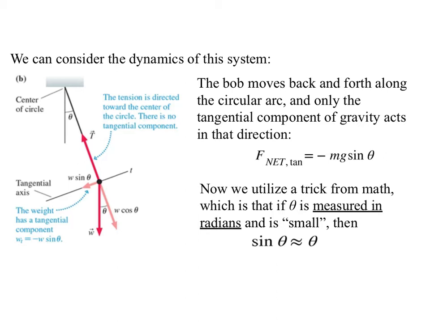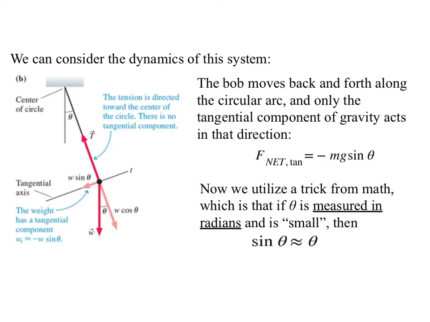The bob moves back and forth along the circular arc, and only the tangential component of gravity acts in that direction, so the net force in the tangential direction is mg sine theta. So remember, we've got our weight variable here, and we want this part, which is clearly the opposite side, so we get the weight times sine theta. And the weight, of course, is mg.